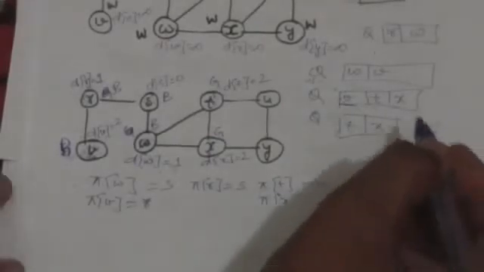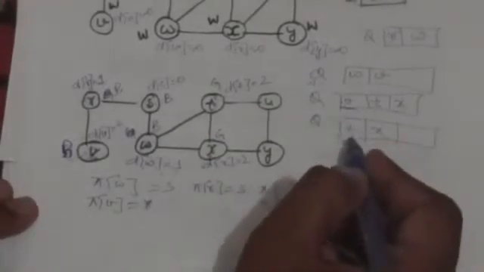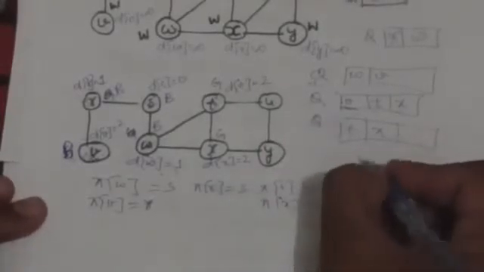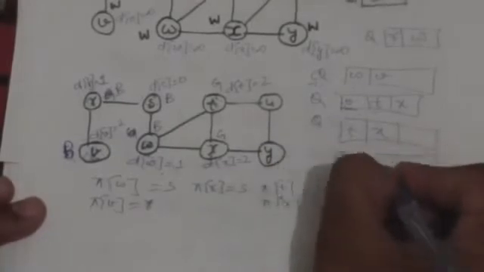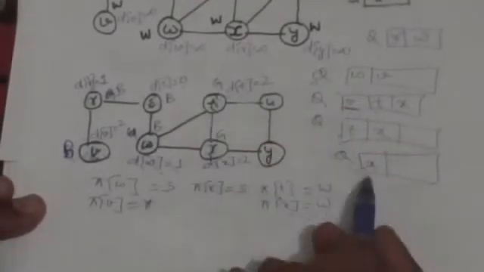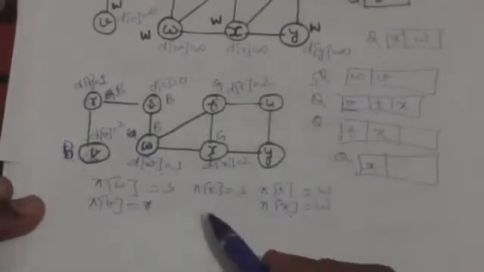So this vertex v has been processed, right? Now we will dequeue the next vertex from q. So we will dequeue the vertex t from this q. So here we have dequeued this vertex t from q, right?